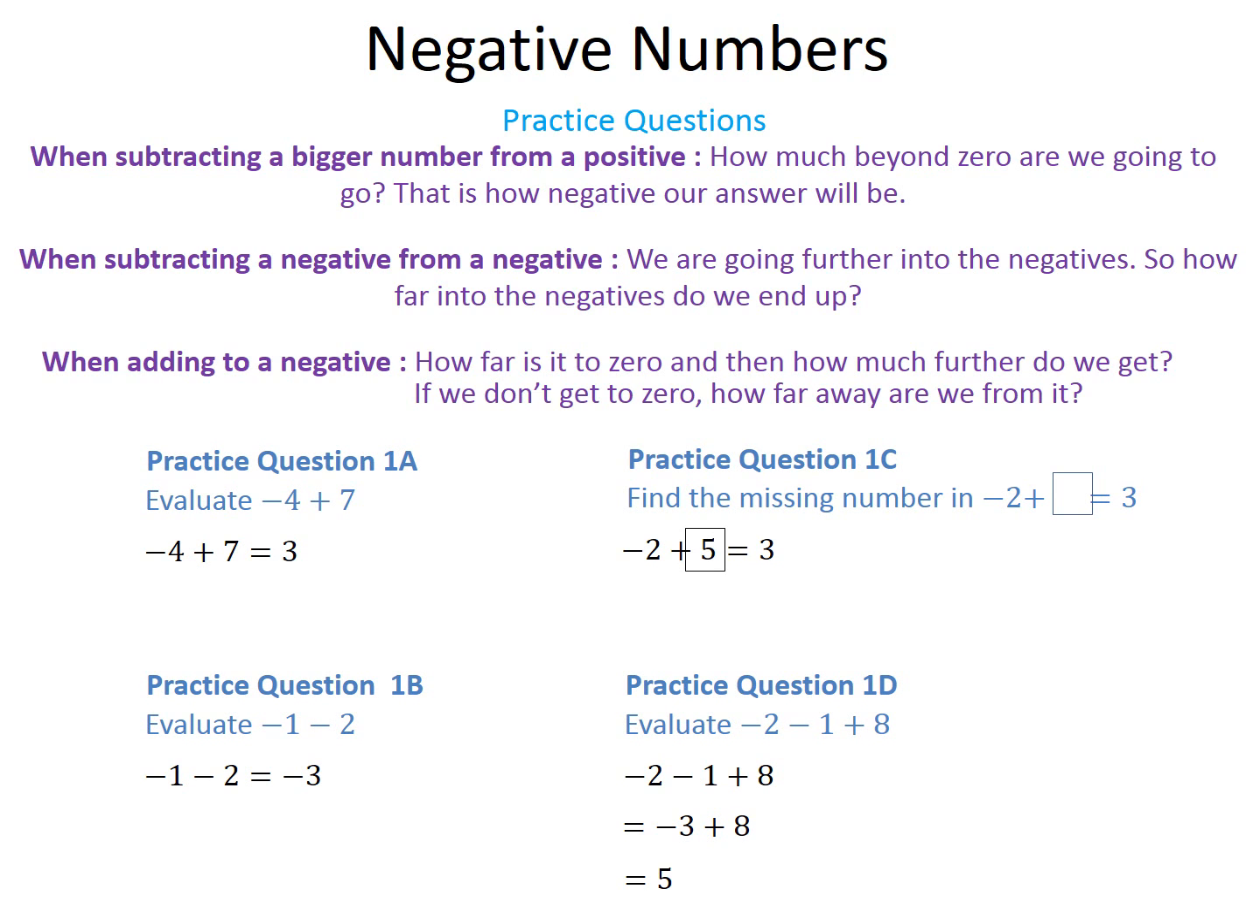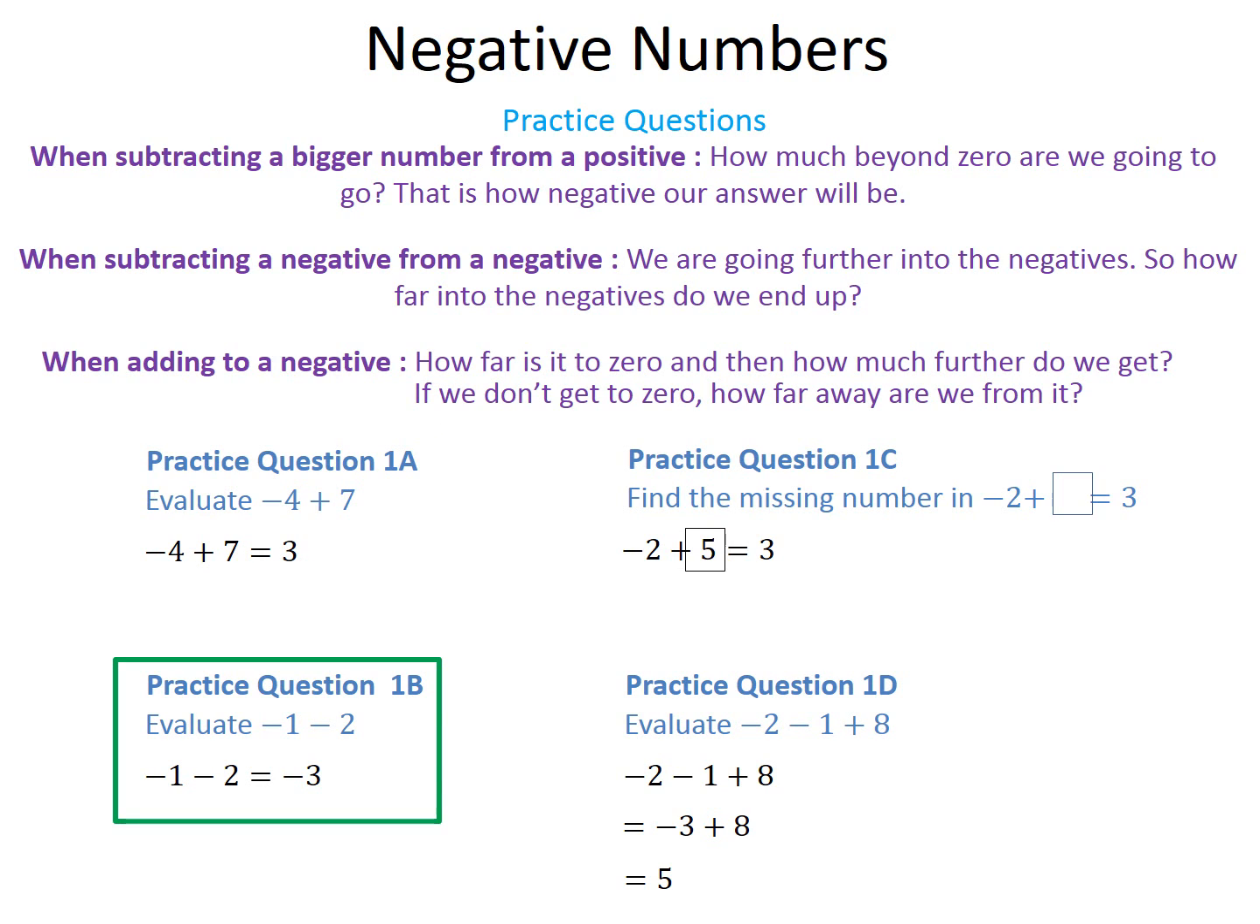Okay, going through those now. With this first one, we started at -4. And then I was adding 7. So because I'm adding and going towards 0, it took me 4 to get back to 0 again. And so I've used up 4 of the 7. How many are left over? It's 3. So that means I'd go 3 beyond 0. So my answer is +3.